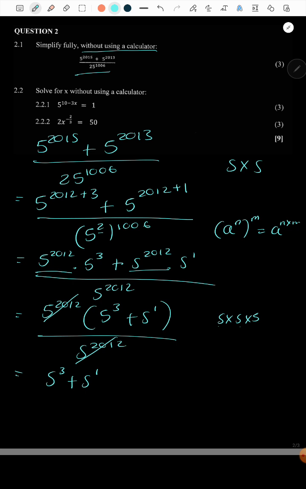5 times 5 is 25, and 25 times 5 gives us 125. So that means we are going to have 125 plus 5 to the power 1, which is the same as 5, which is equal to 130. So this is our final answer, 130.